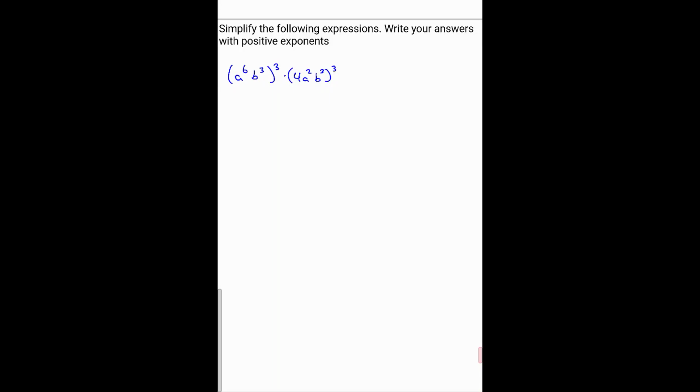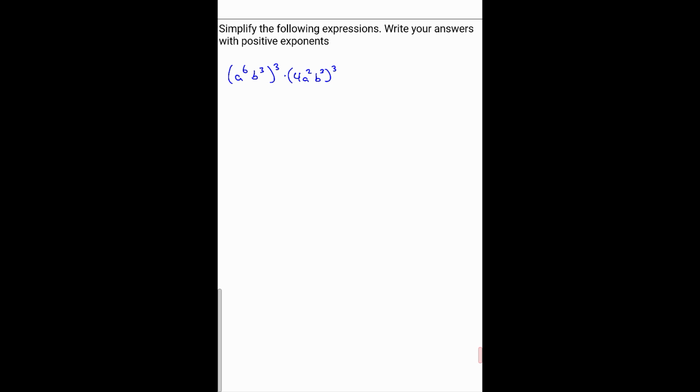Hi, so now we have another problem that asks us to simplify the following expressions, but write your answers using positive exponents. So with these problems, we've got to utilize our laws of exponents. So if you're a little bit rusty with them, please go back and review them. So here we would be using the power rule for a lot of these problems.